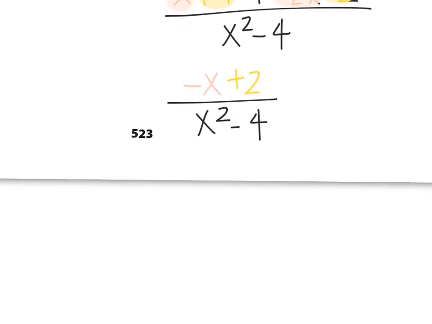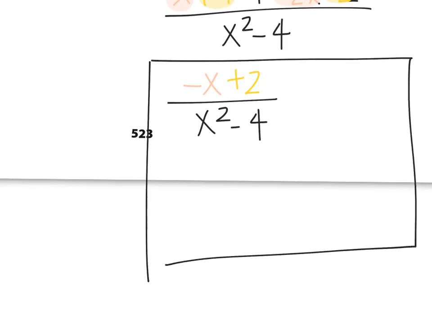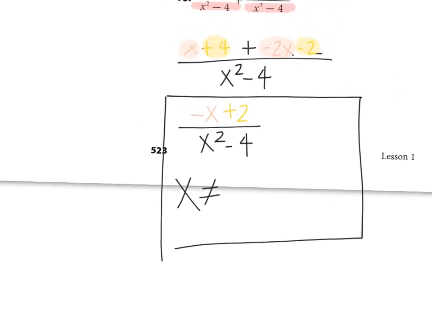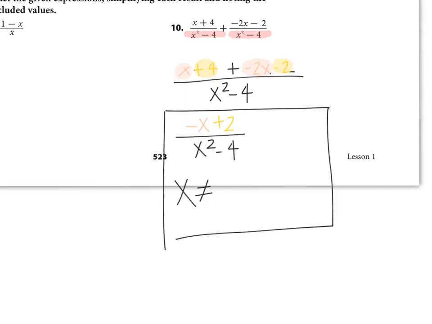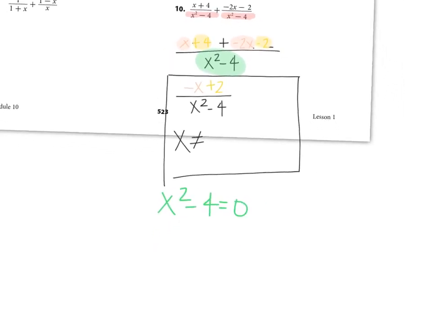The only thing I have left to do is figure out what x cannot equal. So in order for it to not equal those things, I have to look at a couple things. I have to look for my holes and my vertical asymptotes. Essentially, all I really have to figure out, though, honestly, is what's going to make my denominator equal 0. If I were to set x squared minus 4 equal to 0, where would my problems be? Because that's really all that matters.